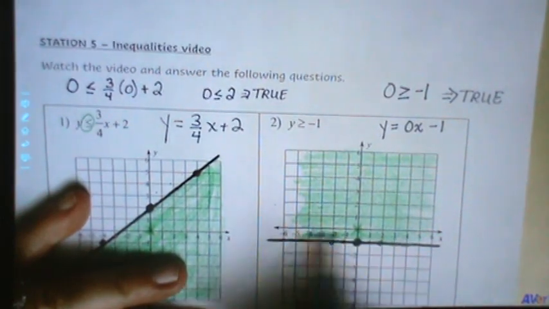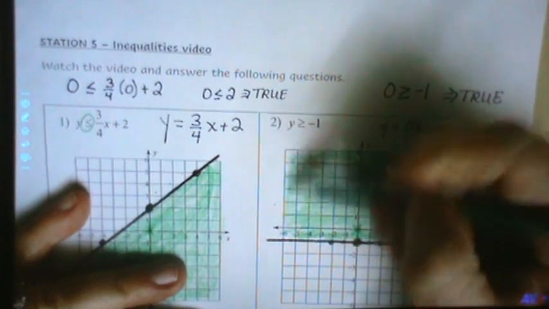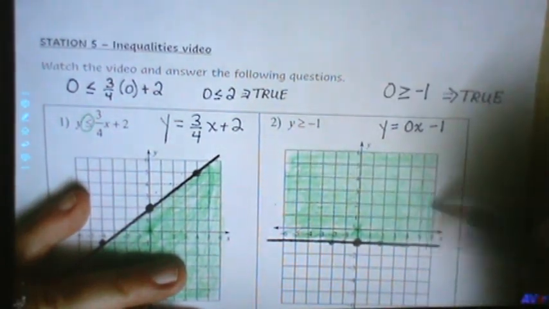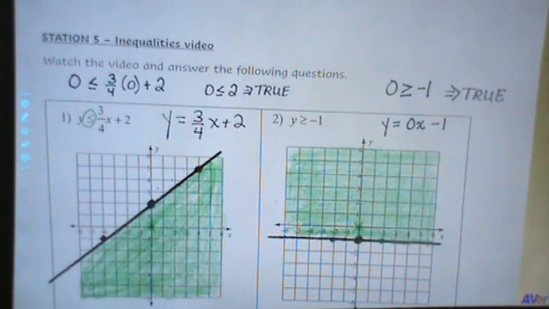Try it. Pick a point, any point. Put it in your inequality and make sure you get a true statement. Now, this is kind of your first introduction into inequalities. All we're asking you to do is to try 3 and 4 on your own. Give it a try and we'll see how you did when you turn in your station packet.